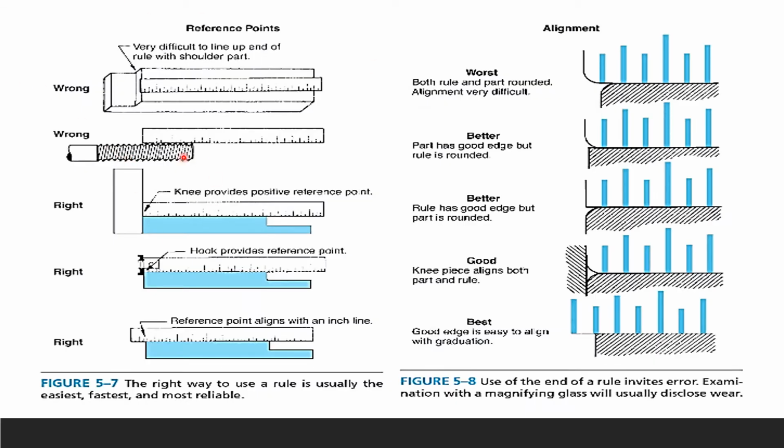The right way to use a rule is usually the easiest. Here you can see they're wrong because the way that they're using this reference point is wrong. The reference point has to be totally aligned with the inch line. And here, and here. On this side, the sharp edges are better and they're the best. If you have curved or rounded edges like that, alignment is very difficult.